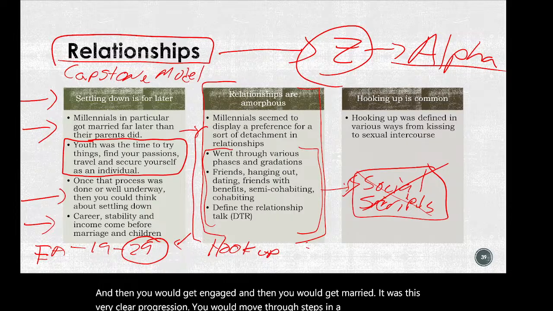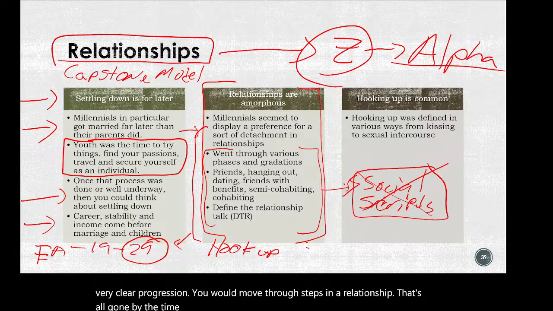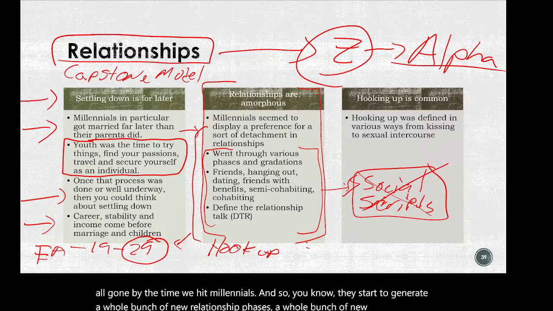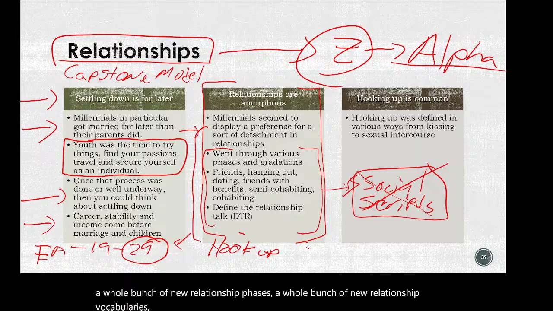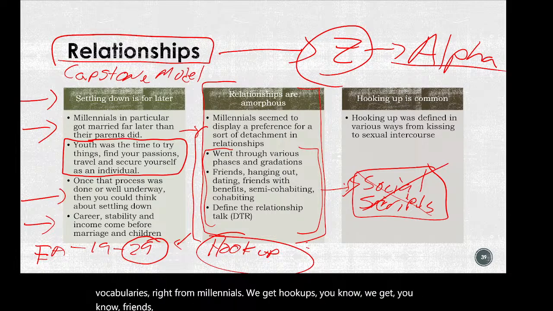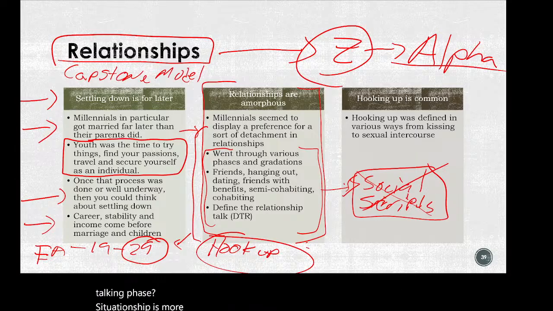That's all gone by the time we hit millennials. And so they start to generate a whole bunch of new relationship phases, a whole bunch of new relationship vocabularies, right? From millennials, we get hookups, we get friends with benefits, hanging out, the talking phase. Okay, I guess situationship is more of a Gen Z-ism, but it's the same idea, right?